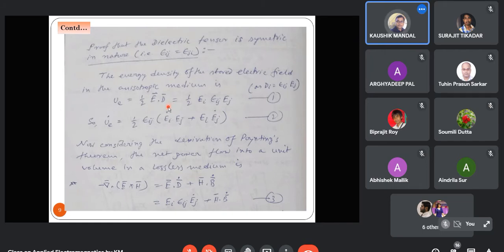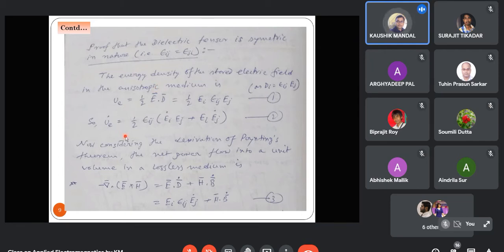Now as we know, D equal to epsilon E. So we can write this in this particular form, half of Ei epsilon ij Ej, because we are considering that Di equal to epsilon ij Ej. Now if we consider the first order derivative, UE dot equal to half of epsilon ij, which is a common term, so it becomes Ei dot Ej plus Ei into Ej dot. This we are getting directly from the stored electric energy in a particular material.